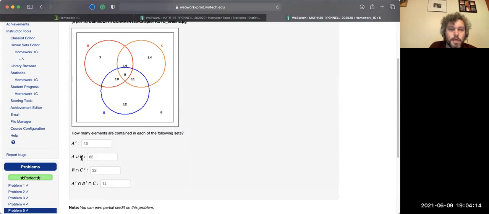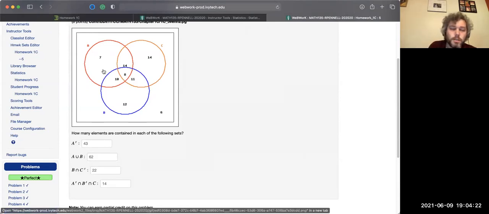A union B, that would be anything in the red circle, anything in the blue circle, and we don't want to overcount anything. So you just count things one time. So 7, 14, 8, 10, 12. I got 62, and your numbers will vary, but be sure that you're not overcounting. We don't want to count this 8 twice because it's in both of them. You just count everything once.